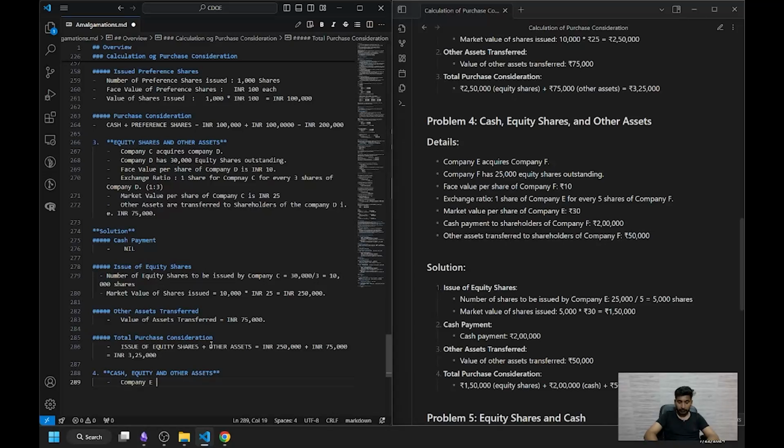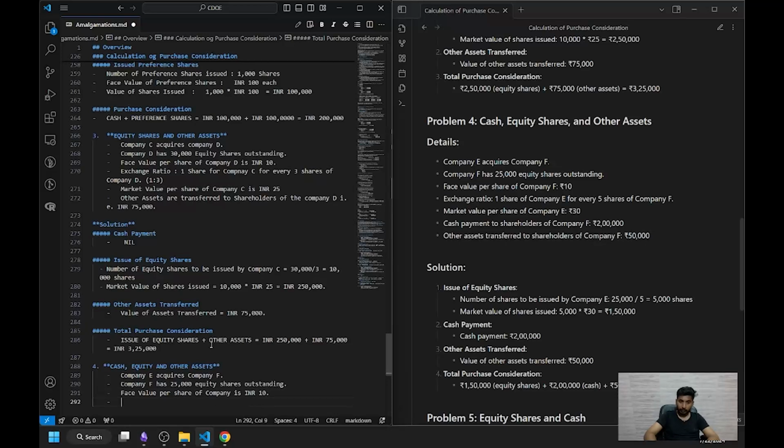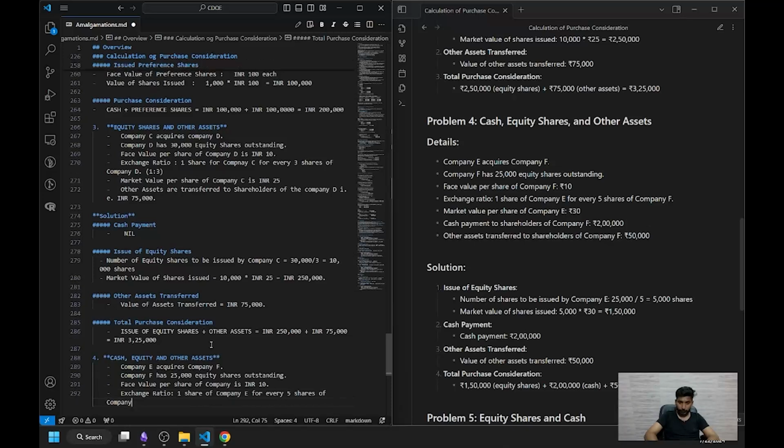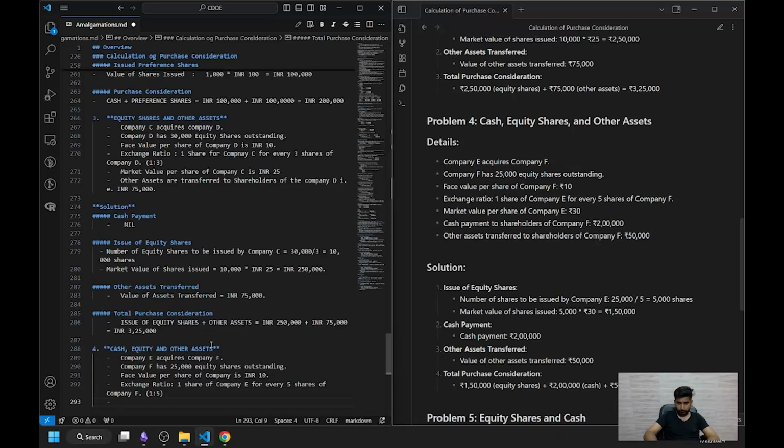So it is given that the company E acquires company F. Company F has 25,000 equity shares outstanding. Face value per share of the company is rupees 10. Exchange ratio comes as one share of company E for every 5 shares of company F. That means the ratio here is 1:5. Okay. Market value per share of company E is rupees 30.